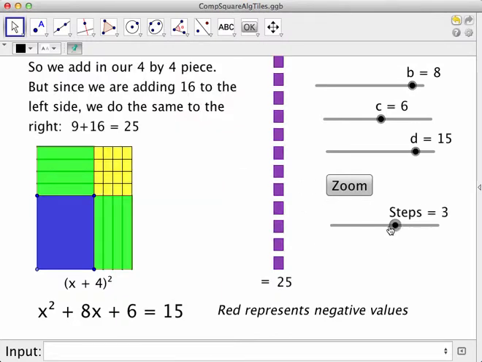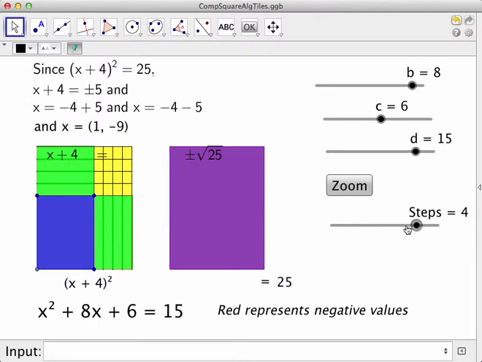So when we do that, we now have a new equation in the form of x plus 4 squared is equal to, now it's not equal to 9 as it was before, but it's equal to 9 plus 16 or 25. So you can see we now have a square here, and the dimensions of that square are x plus 4 times x plus 4. So what we're saying is that the area of that square is equal to the area of these purple squares here. In other words, x plus 4 squared is equal to 25.